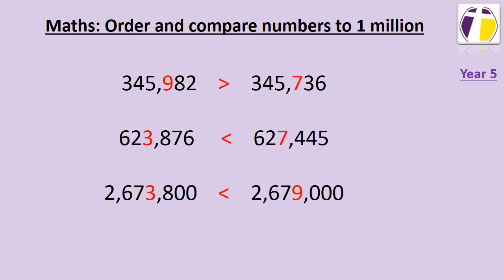And finally, I have two quite large numbers. I've got 2,673,800 and 2,679,100. Now, again, they both have the same millions. I move on to the next column. They both have the same 100,000s. They both have the same tens of thousands, but one number has more thousands. I can clearly see that 2,679,100 is the larger number. So remember, when you are ordering numbers, you start with the largest column and then you move along until you can clearly see which number is the largest.